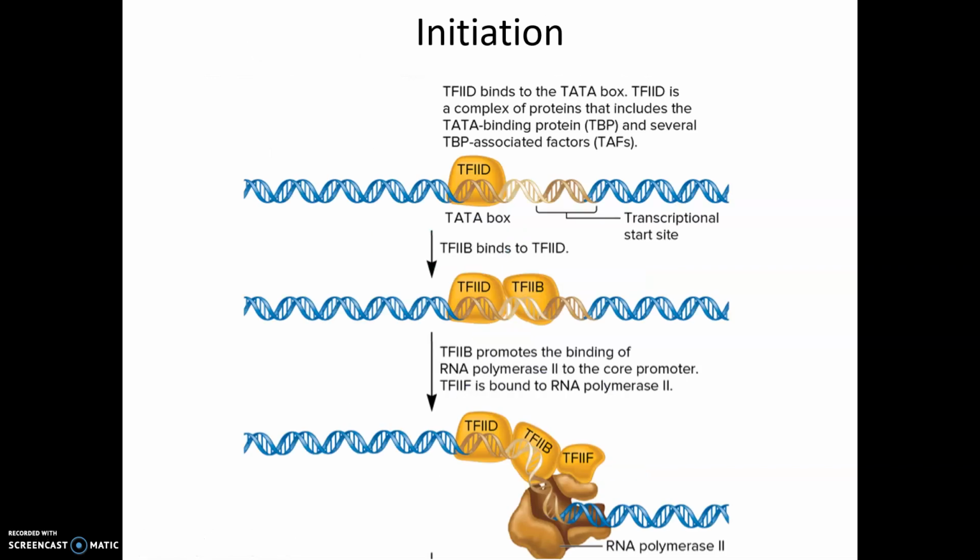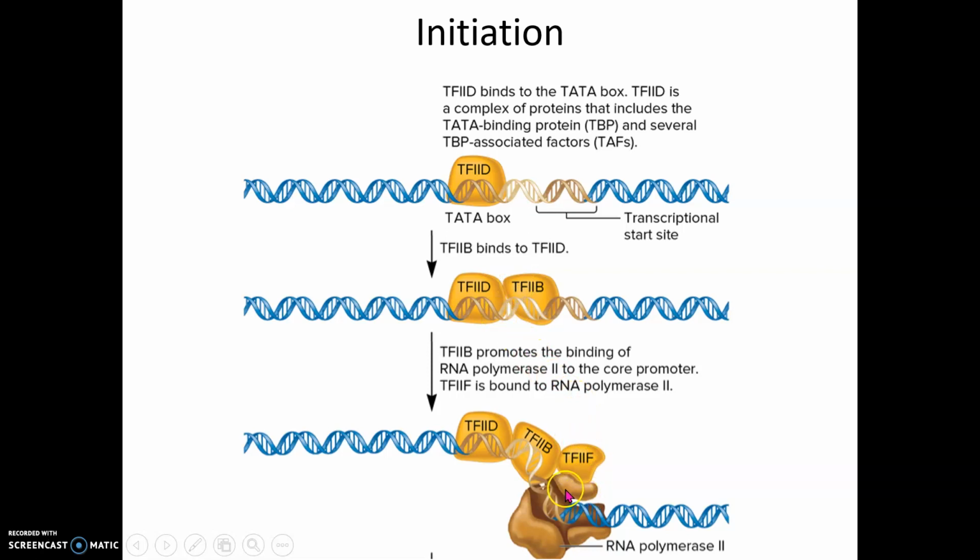So for polymerase II, in eukaryotes, TFIID with its TATA binding protein binds to the TATA box that is upstream of the transcription start site. TFIID tells TFIIB, hey, come bind in this area with me, we're trying to transcribe.